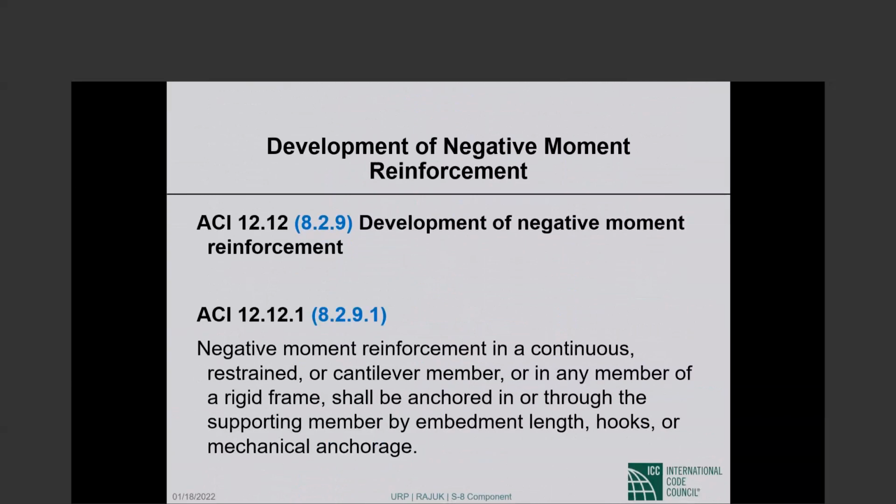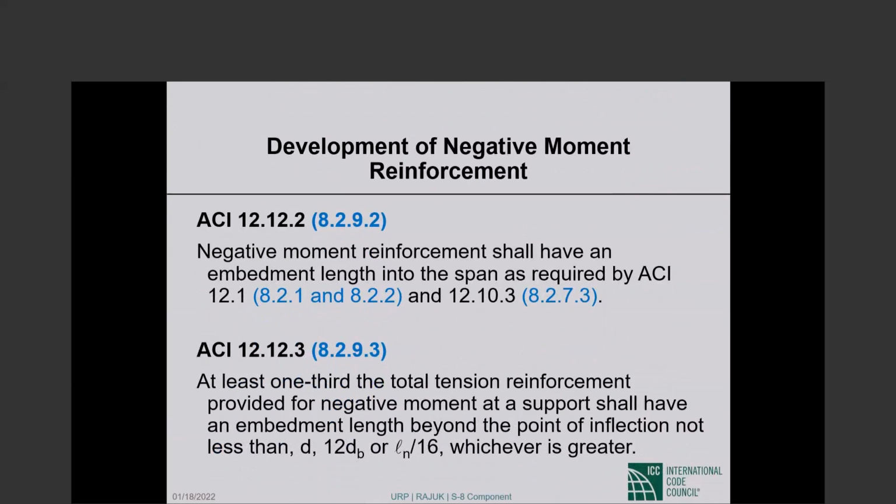Now, development of negative reinforcement. I don't think you ever suspected that this development is such a problem, but ACI has very systematic requirements, and this is all because of problems that have been observed in testing. That's the basis. Okay, so development of negative moment reinforcement. Negative moment reinforcement in a continuous, restrained, or cantilever member, or in any member of a rigid frame, shall be anchored in or through the supporting member by embedment length, hooks, or mechanical anchorage. I don't want to elaborate on that. I think that's understandable.